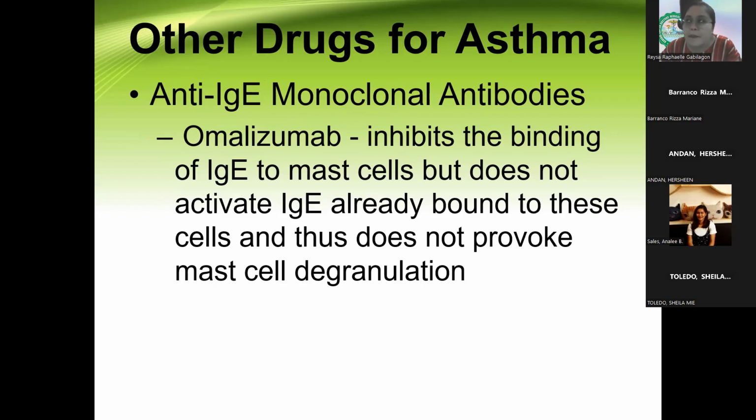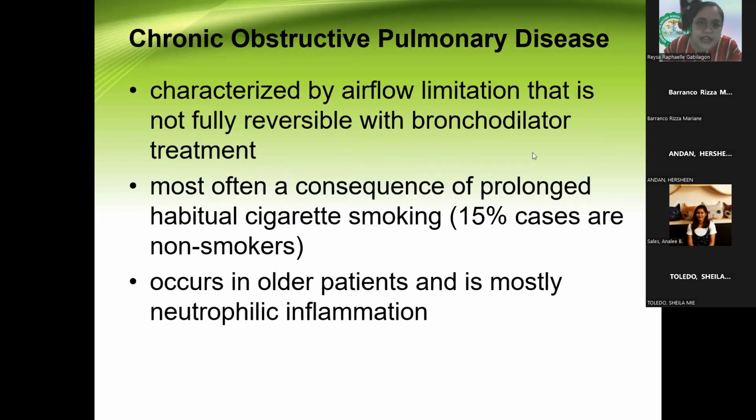It will inhibit the binding of IgE to mast cell but does not activate IgE already bound to this cell and does not provoke mast cell degranulation. Okay, again, nag-i-inhibit siya ng binding ng IgE, and the action of IgE to the mast cells. So walang mangyayaring degranulation. And that means hindi mare-release yung ating mga pro-inflammatory chemicals.